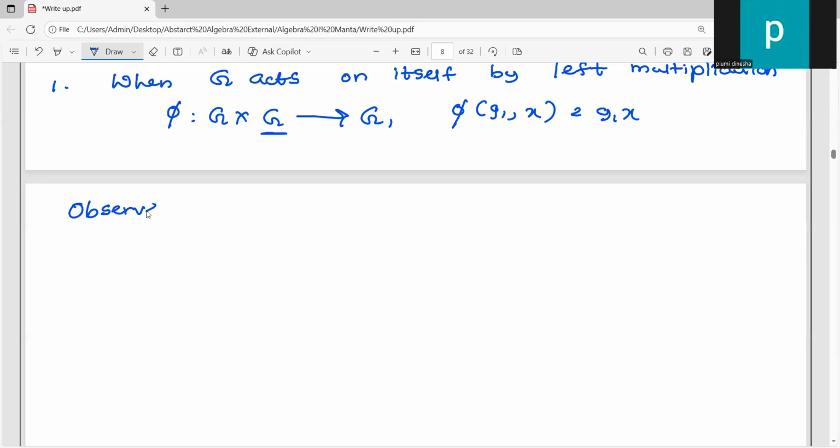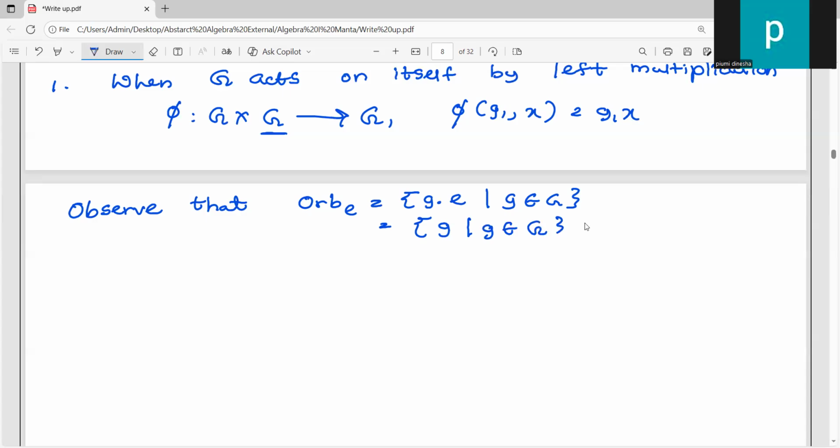Observe that the orbit of the identity is given by what? G dot e, where g is in the group. G dot e is simply g, because now we are taking the group action. Now G acts on itself by left multiplication. So g dot e is simply equal to g times e, which is g by definition of the identity.